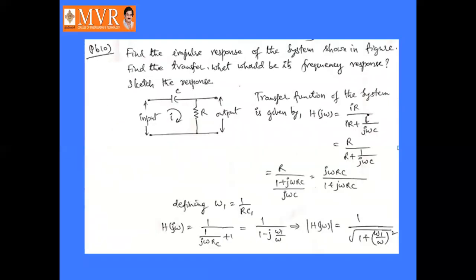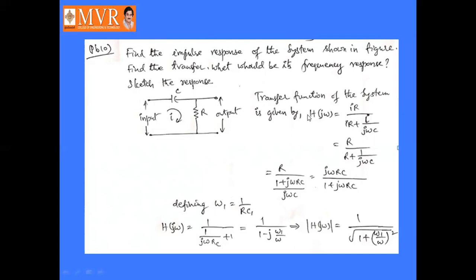Next we will see how to find the impulse response of the system shown in the figure. Find the transfer function. What would be its frequency response? Sketch the response. This is the impulse response of the system. So the input is this one, this is the output. It has the capacitor C and resistor R. Current I is flowing like this.